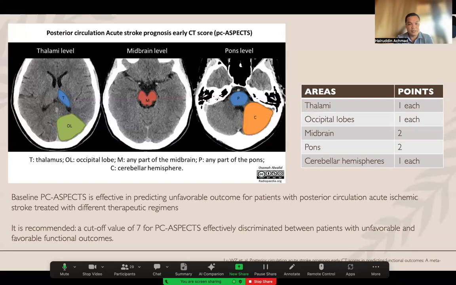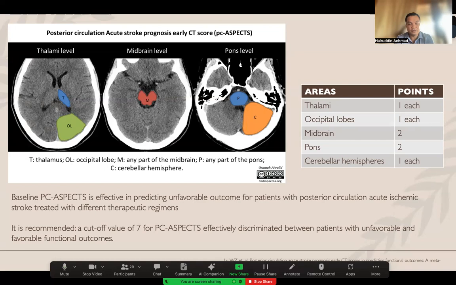Involvement of one thalamus is 1 point, and two thalami is 2 points, so you minus 2 points. Similarly for occipital lobe, one occipital lobe involvement is 1 point, two is 2 points. But midbrain carries a heavier weight: with midbrain involvement, straight away minus 2 points. Similarly for pons, any involvement, whether right hemipons or left hemipons, you minus 2 points. And the cerebellum, despite its large size, one side involvement is 1 point, and the other side involvement is 2 points. So a total of 10 points for posterior circulation.